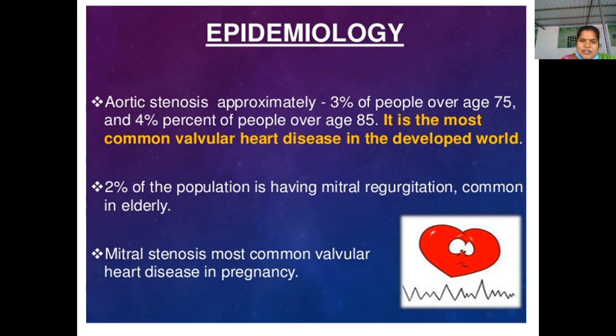Epidemiology. Aortic stenosis affects approximately 3% of people over the age of 75 and 4% of people over the age of 85. It is the most common valvular heart disease in the developed world. 2% of the population has mitral regurgitation, commonly in the elderly. Mitral stenosis is the most common valvular heart disease in pregnancy.